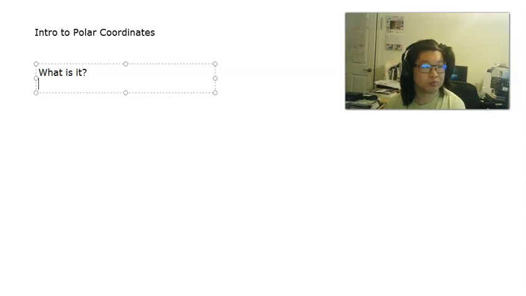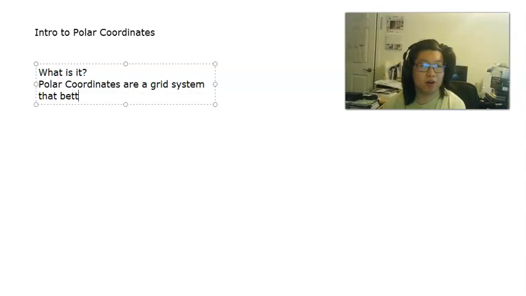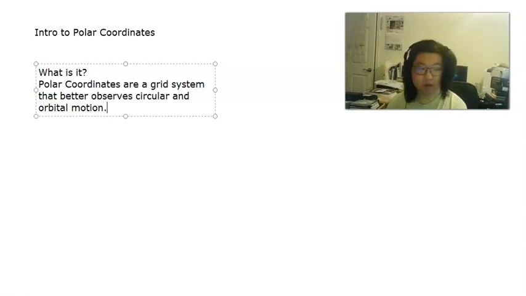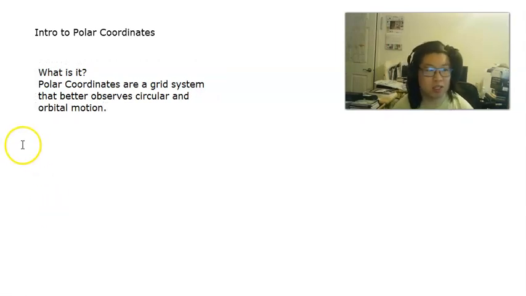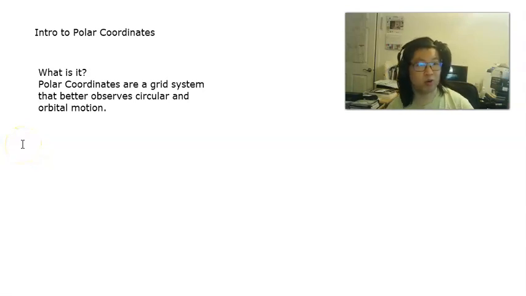Well, simply put, the polar coordinates are a grid system, just like our Cartesian plane, that better observes circular and orbital motion. What do I mean by circular and orbital motion? Well, hopefully those two words indicate some sort of roundness, some sort of cycling.